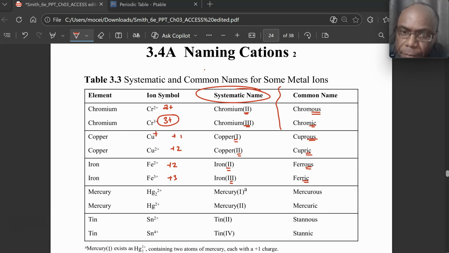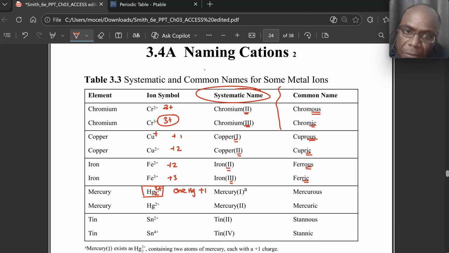Mercury is interesting. Look at this one. You have 2 Hgs. If you have 2 Hgs, yet the overall charge is positive, that tells me that 1 mercury is +1. So we'll call that mercury 1. And this one is just the only Hg with a charge of 2+. So this one will be mercury parenthesis 2. So the lesser one would be mercurous, the one with +1. The one with +2 is going to be mercuric.